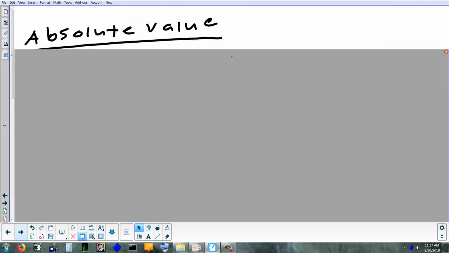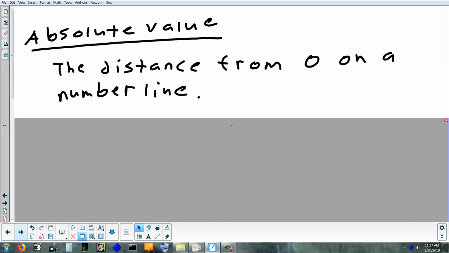Absolute value. What is absolute value? Anyone define for me what that is? Yeah. How far away it is from 0. Exactly. If you want to think of it geometrically, the easiest way to think of it is how far a number is from 0.